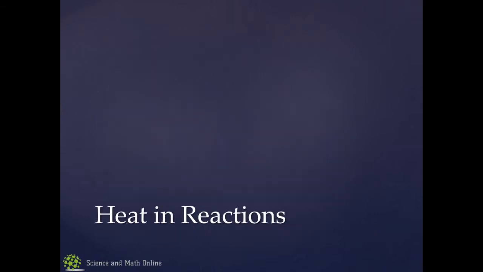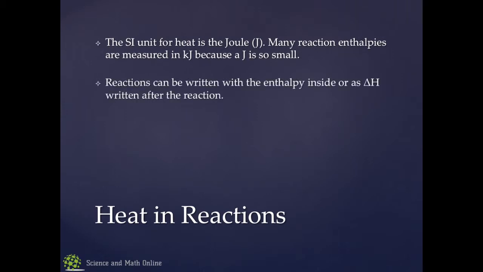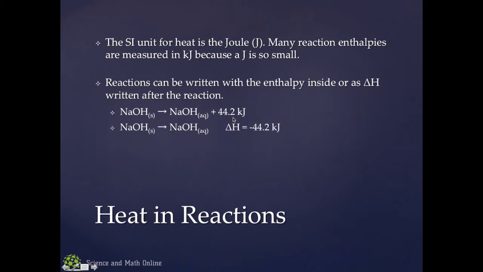All right, so looking at units, the SI unit for heat is the joule. Many reactions are measured in kilojoules because the joule is relatively small. So for example, if we look at some reactions, we can write them with the enthalpy inside of it, or we can write it with delta H written after. So here it is with the enthalpy as part of the reaction, and then here it is written down here on the end.